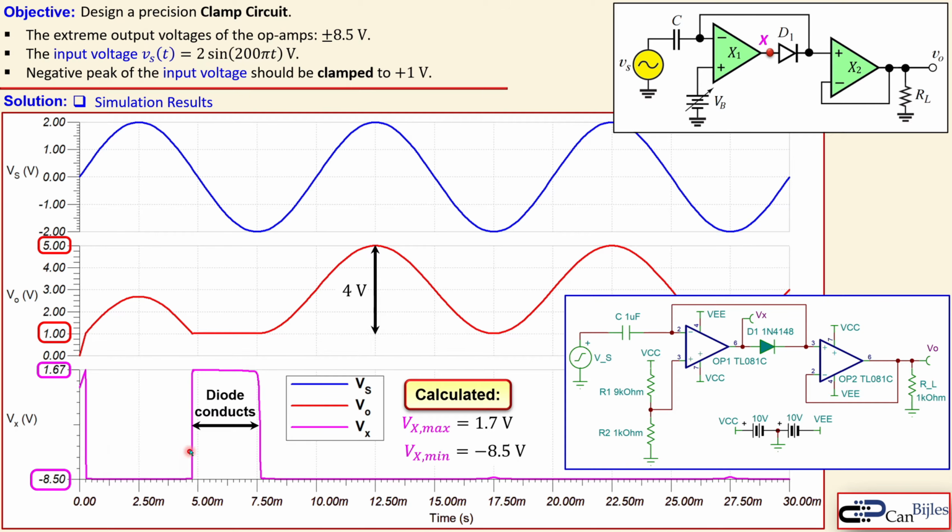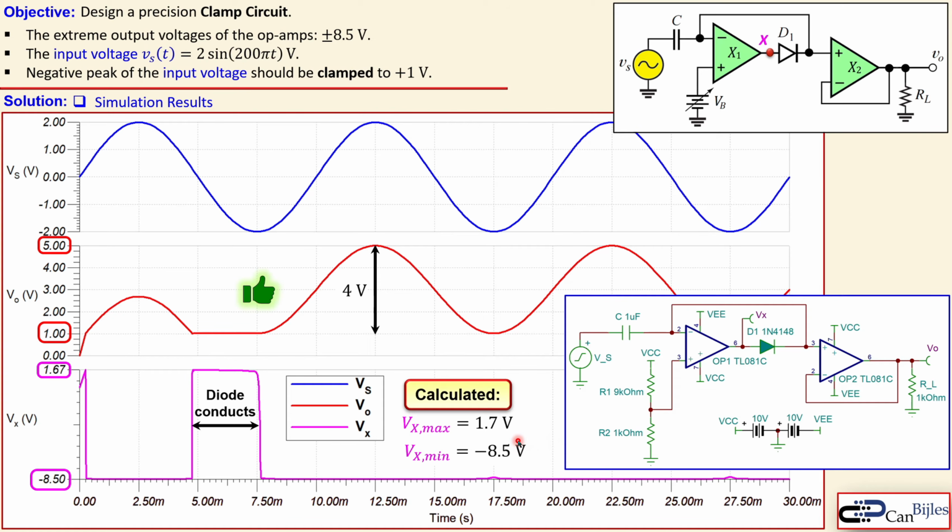In this situation here, from this time to that, the diode is conducting, because then you see that this is indeed at that moment only 1.67 volts. The rest of the time, before and after that, it is staying at -8.5 volts. So we have achieved our goal and produced our clamping of the negative peak of the input voltage to 1 volt using this circuit.